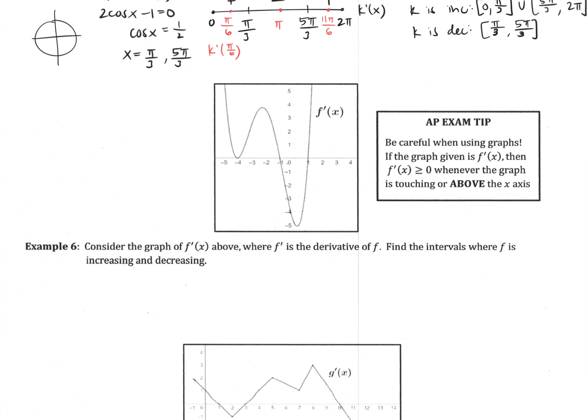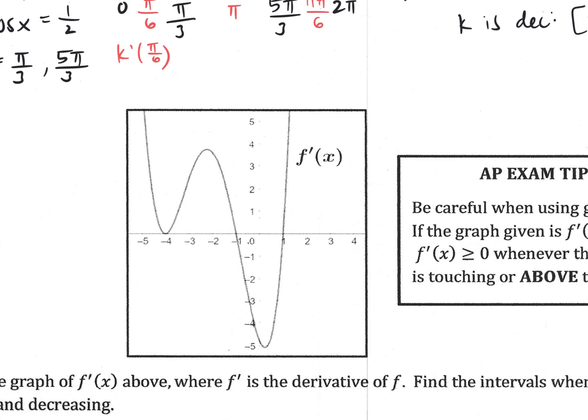If we're looking at derivative functions, little AP tip here, make sure you're looking at what it is. Is it the function f of x or is it the derivative function? If it is the derivative function, I know that my function is increasing whenever it is above the x-axis, right? My function is then decreasing whenever my derivative function is below the x-axis, right? My derivative function tells me that my function is increasing anytime it is above the x-axis and decreasing anytime that it is below.